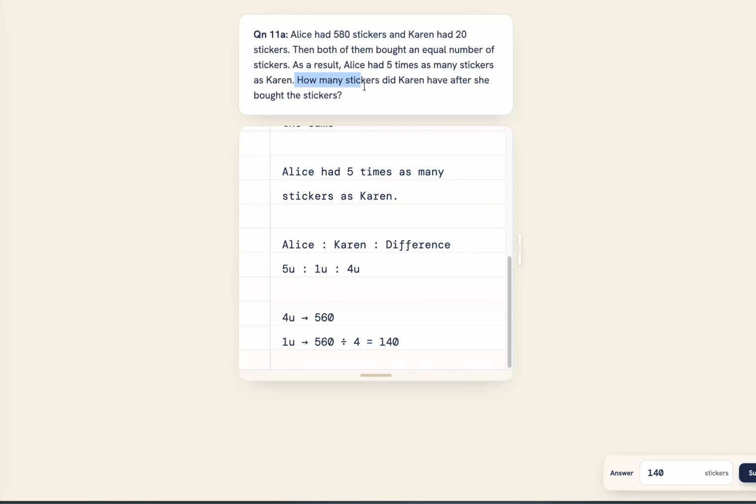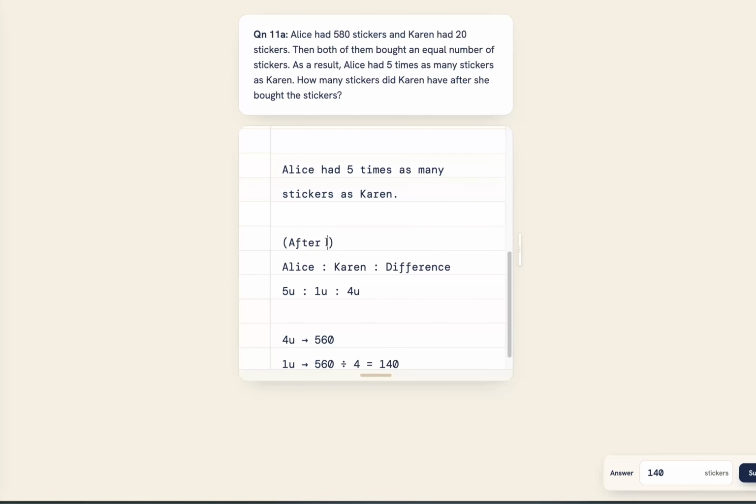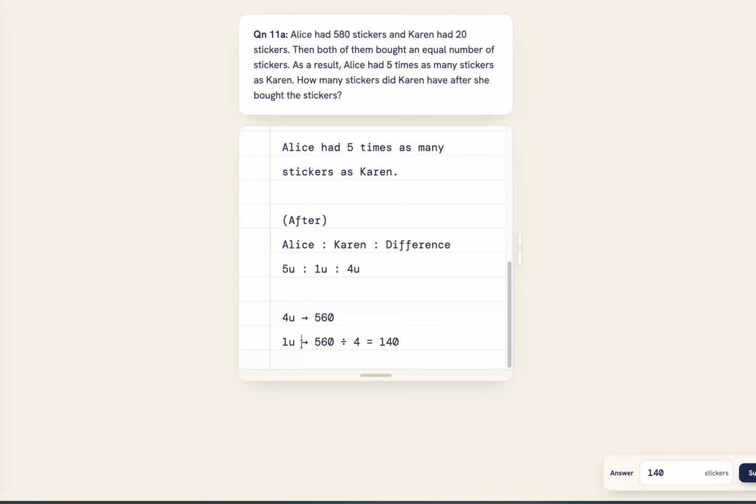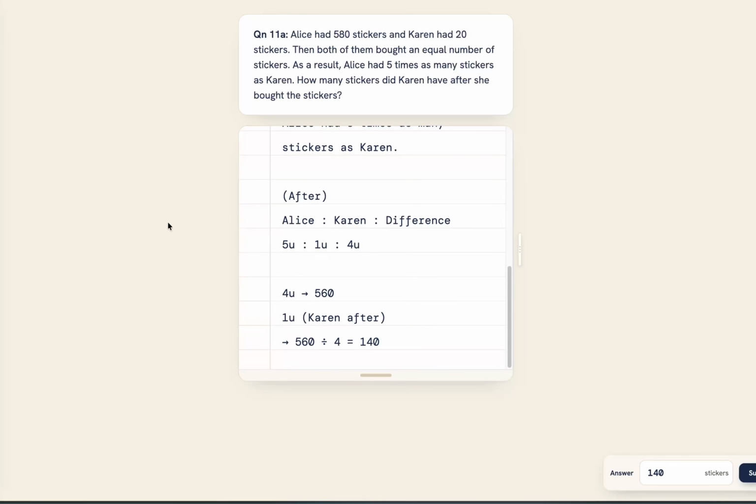And how many stickers did Karen have after she bought the stickers? So after, I suppose you're asking about the after. That means 1 unit here is actually Karen in the after. Alright, so the answer is 140 stickers.